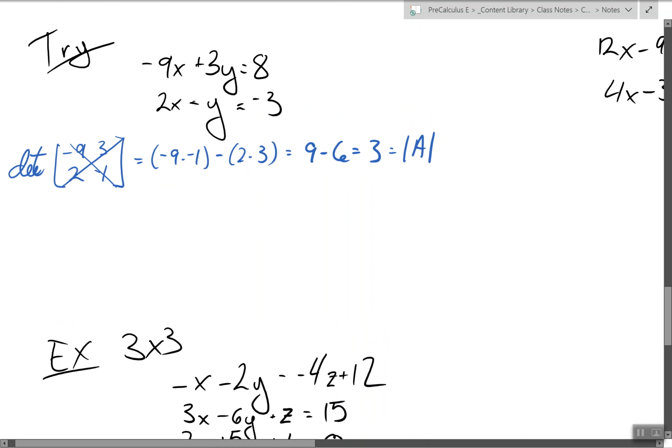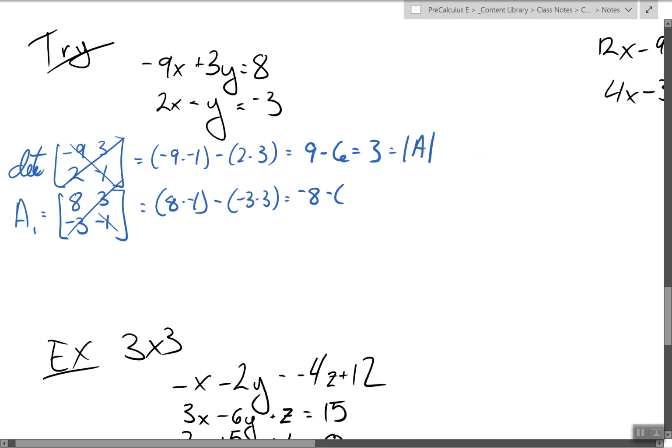So for A sub 1, we're going to replace the first column, so the 9 and the 2 are going to be replaced by 8 and 3. So it is now 8, negative 3, 3, negative 1. Same process, 8 times negative 1 minus negative 3 times 3. So that's negative 8 minus negative 9, which is 1.